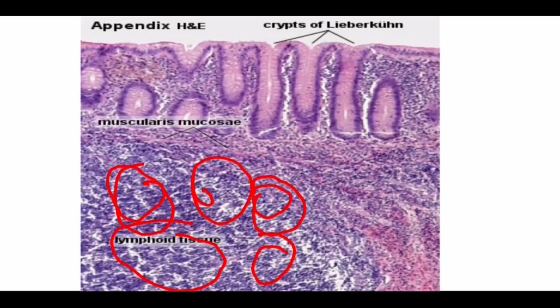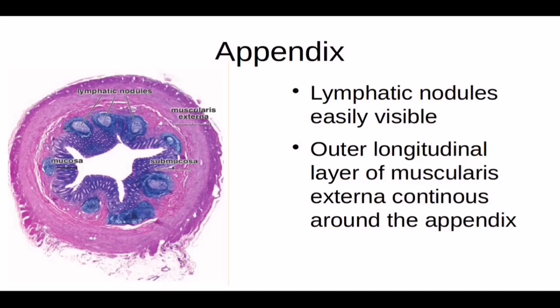So this is the appendix. We have our lymphoid tissue here. All right. These aggregations of lymphoid nodules, which you'll find here. Okay.